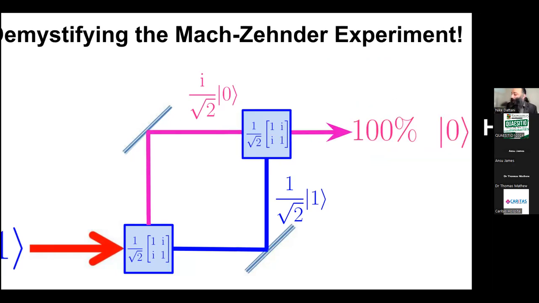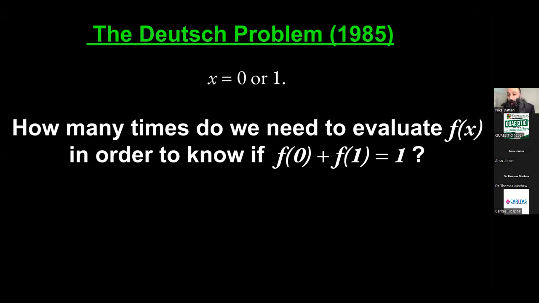So the question you might now have is, how can you use this to make a more powerful computer? And this is something that was originally proposed by David Deutsch. David Deutsch, who was a professor at Oxford University, came up with this idea where we have a variable, which is either zero or one. And we have a function of that variable, f of x. How many times do we need to evaluate f of x if we want to know whether or not f of 0 plus f of 1 equals 1? How many times? Someone in the chat might be able to give an answer.